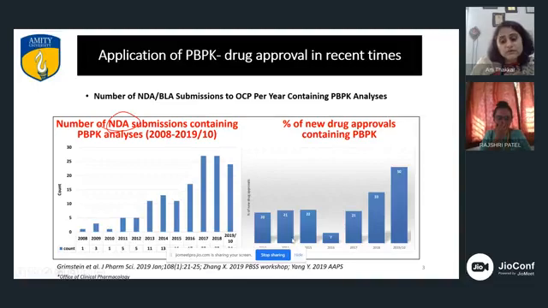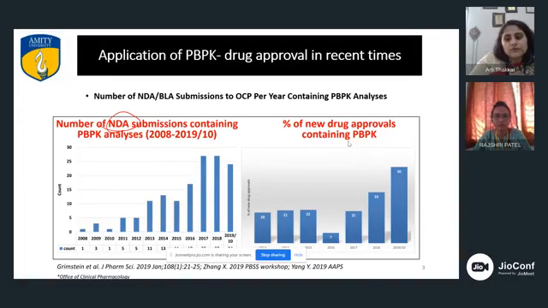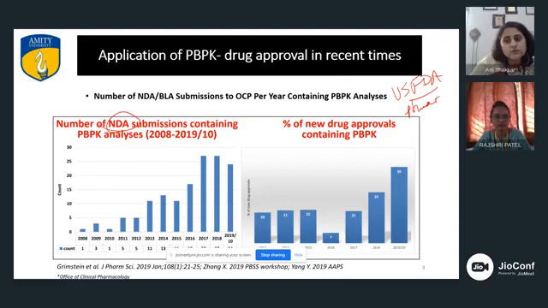And you can see over here a good number is increasing. They are saying that almost 50% of new drug approvals actually had PBPK data. Now this is pretty much a trend with the US FDA. They are asking for this data at the end of phase 1 even, whatever you have done, so they ask for that.